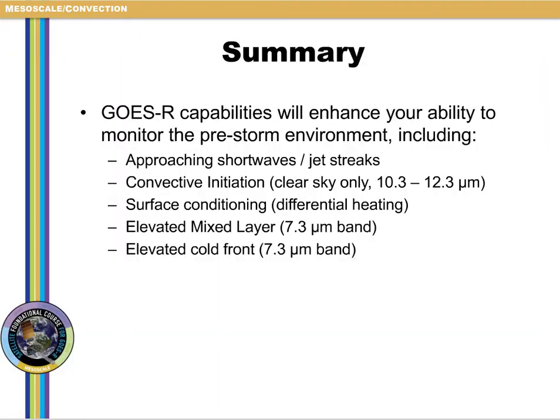In summary, GOES-R will bring new capabilities to monitor the pre-storm environment. This includes a new channel at 7.3 microns, which can identify the elevated mix layer, an elevated cold front, as well as 12.3 microns for convective initiation under certain conditions. The improved spatial and temporal resolution improves not only these new techniques, but also familiar ones like using IR imagery to identify differential heating boundaries and the 3 water vapor bands to identify short waves and jet streaks.